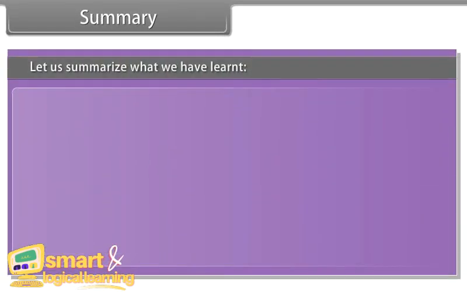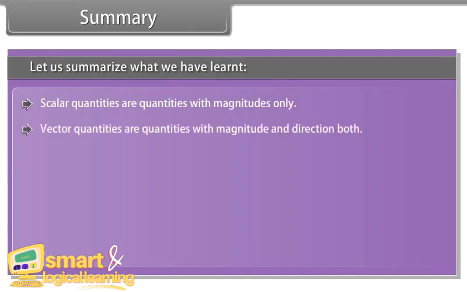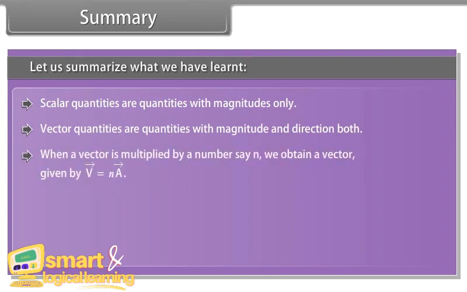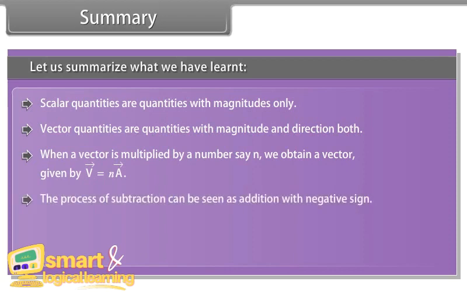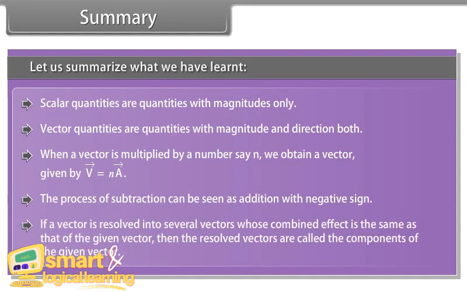Summary. Let us summarize what we have learned. Scalar quantities are quantities with magnitudes only. Vector quantities are quantities with magnitude and direction both. When a vector A is multiplied by a number say n, we obtain a vector v given by v vector is equal to n times A vector. The process of subtraction can be seen as addition with negative sign. If a vector is resolved into several vectors whose combined effect is same as that of the given vector, then the resolved vectors are called the components of the given vector.